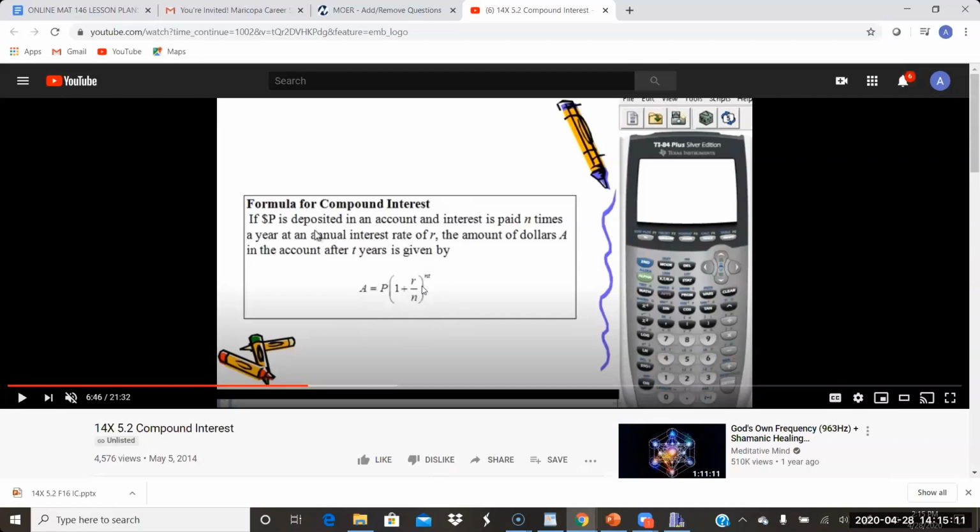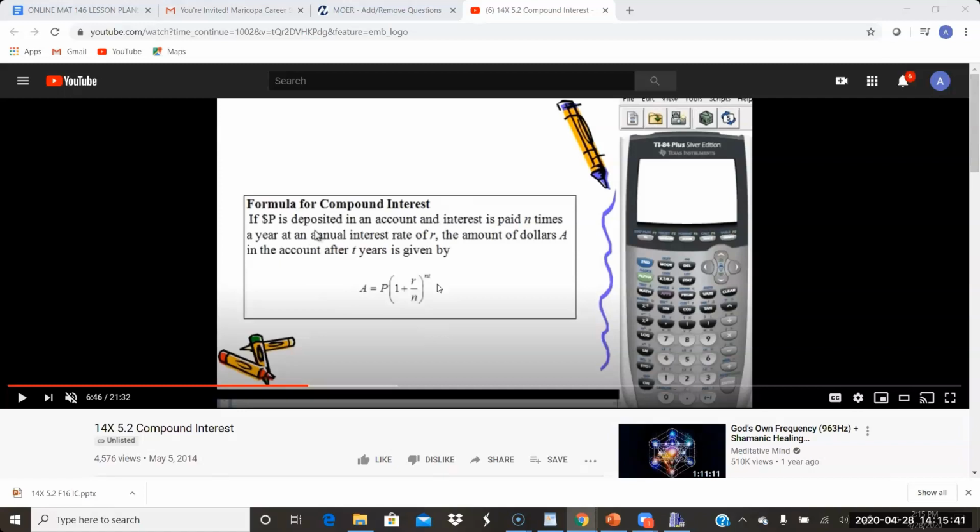That's where that goes. And then we have another itty bitty N here. This is a power. So this whole thing in parentheses is to the power N times T. And N is the same thing, the number of times that the money is compounded a year. And then T is how many years. So if they say it's 5 years compounded, then N would be 52 if it's weekly, times 5.